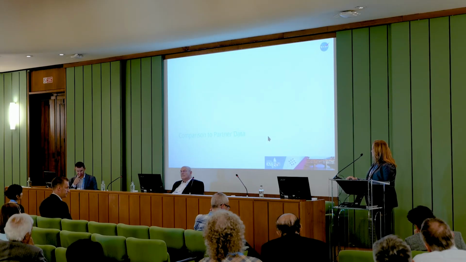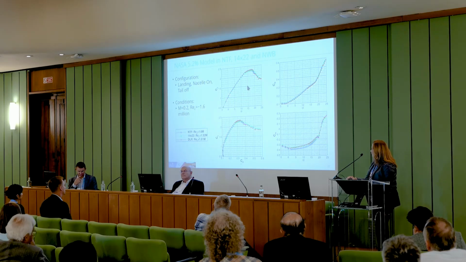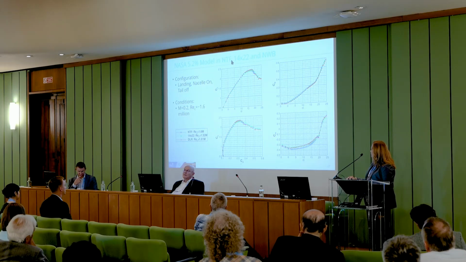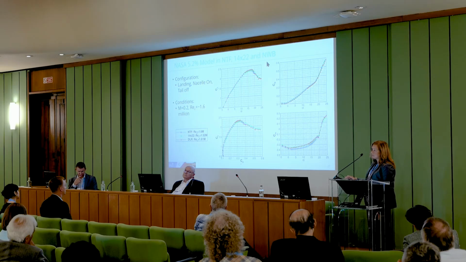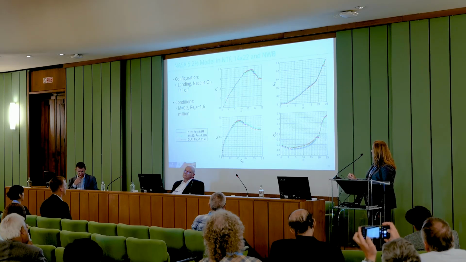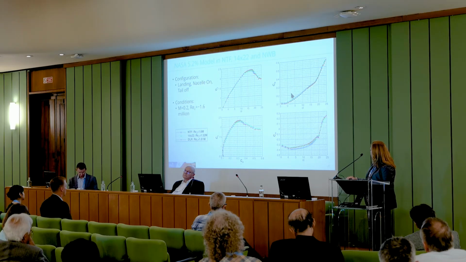Okay, and then just a quick comparison to some of the partner data. First, I looked at the same configuration, landing, nacelle on, tail off, at the landing condition of 0.2 and a Reynolds number of 1.6 million. This same model was tested in NTF 14x22 and NWB, as I mentioned. So the fuselage was different in DLR. The standoff heights were different in all 3 tunnels. But as you can see, they do compare pretty well across all 3 of those tunnels. They are at a little bit of a different Reynolds number; 14x22 was at 1.52 million instead of 1.6.